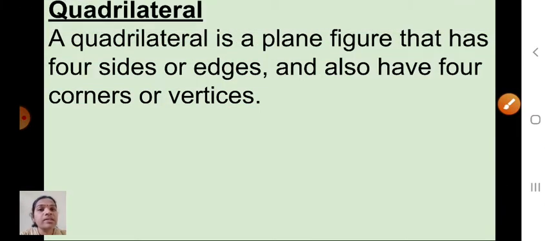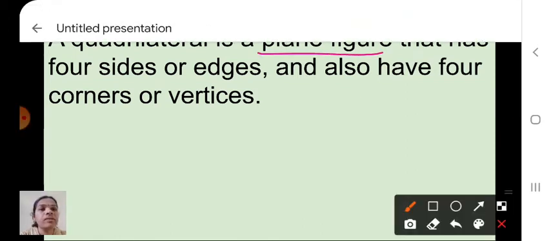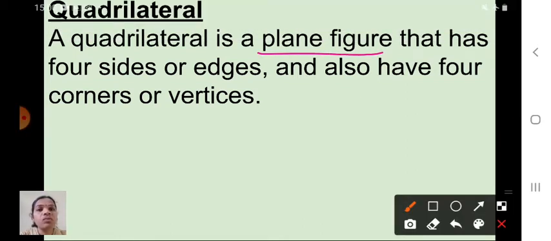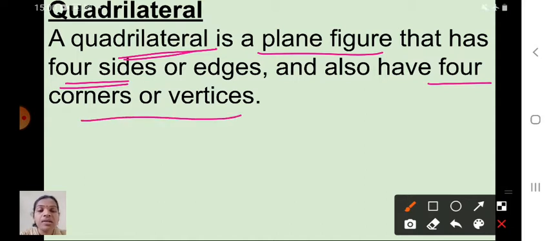Children, see here what is meant by quadrilateral. A quadrilateral is a plane figure that has four sides. Quadrilateral means how many sided figure, children? Four sides. The four sides are edges, and it also has four corners or vertices. Examples are the square and the rectangle.